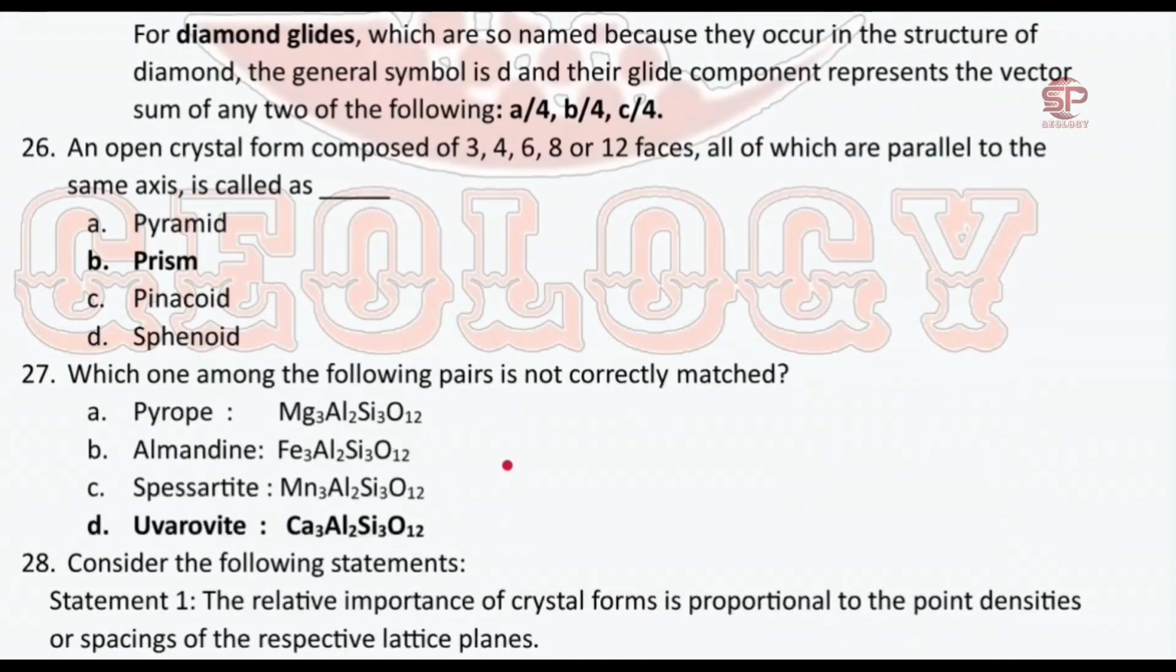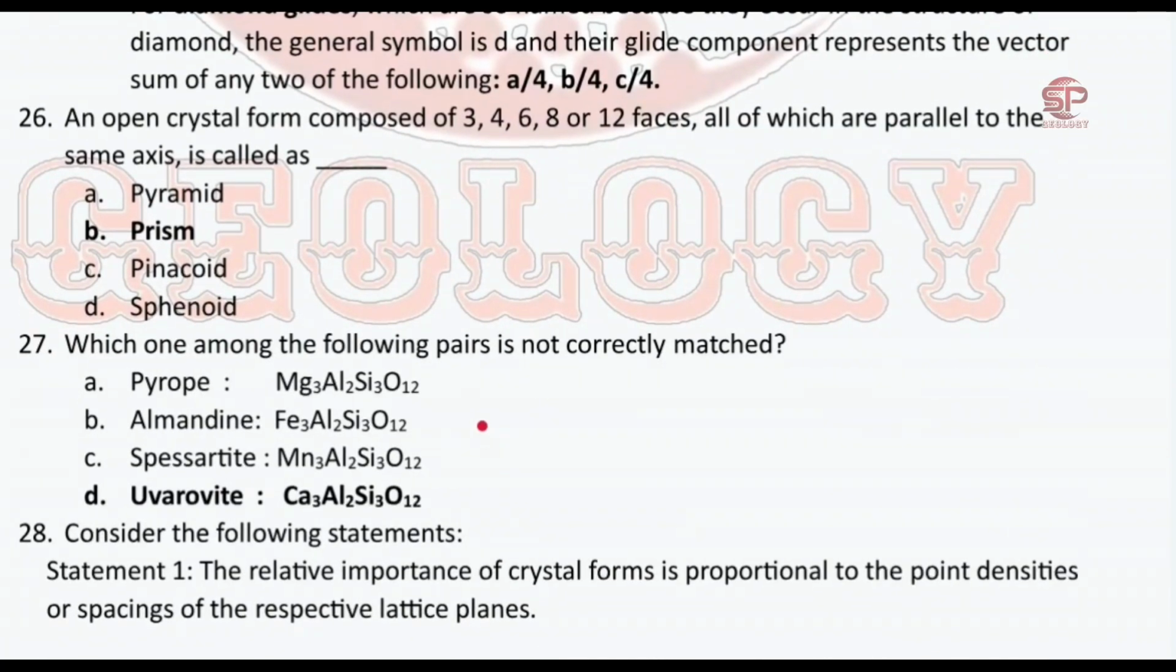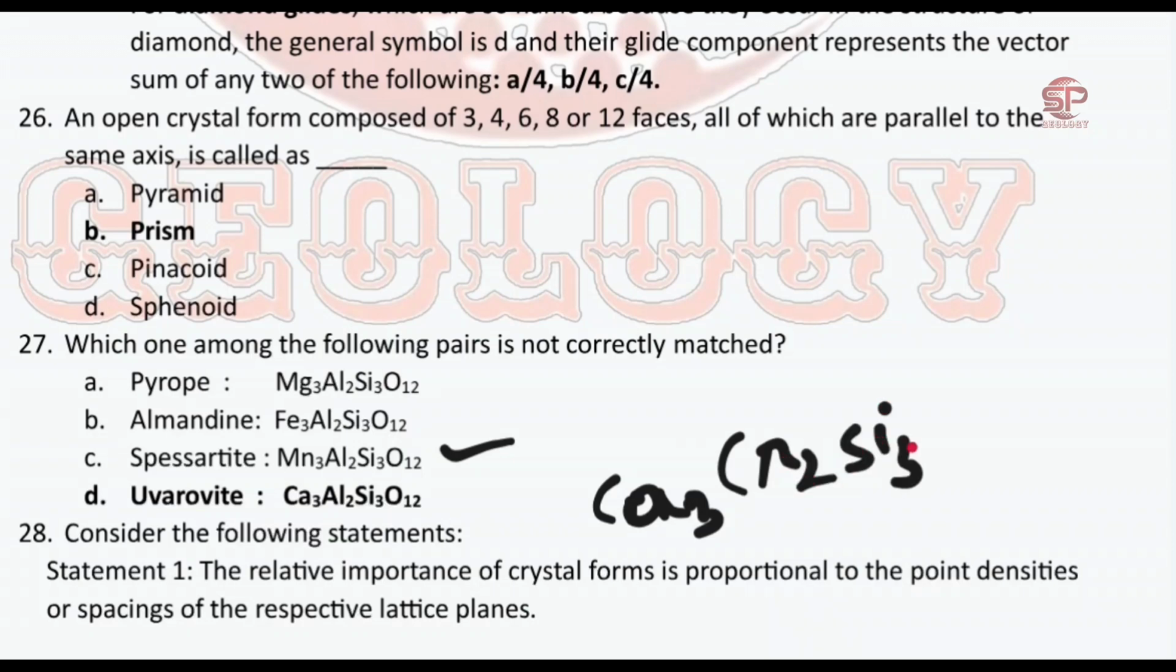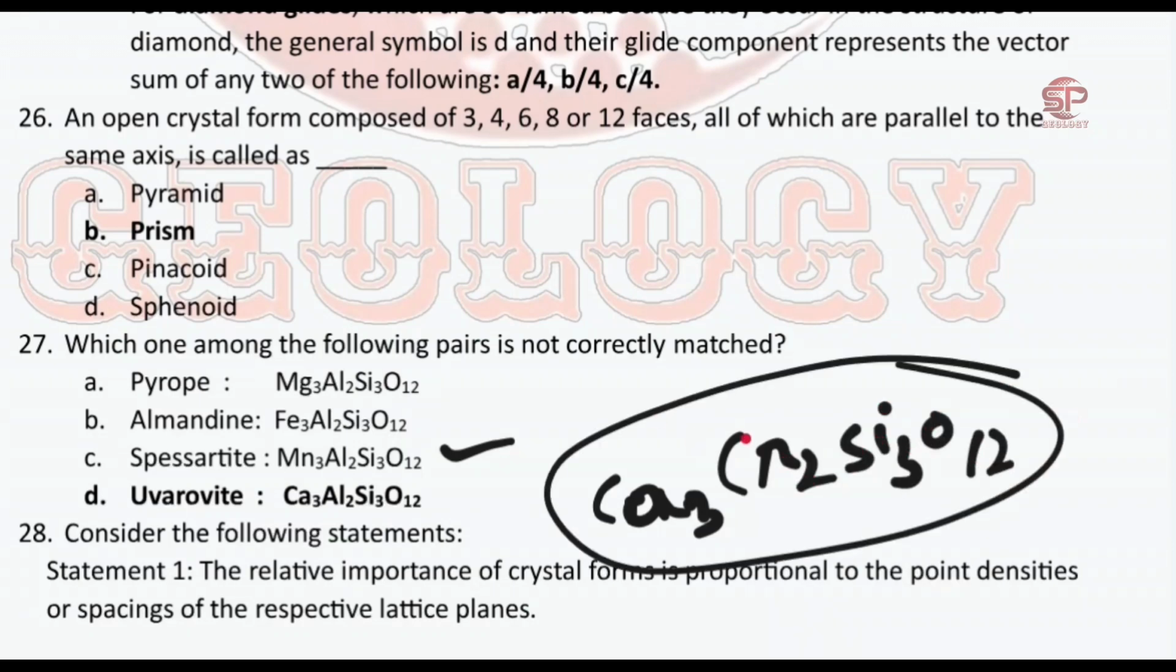Then which one among the following pairs is not correctly matched? Pyrope is Mg garnet, that is Mg3Al2, it is correct. Almandine, Fe3Al2, it is correct. Spessartine is manganese bearing, it is correct. Then uvarovite is chromium bearing, so this is incorrect. That is Ca3Cr2Si3O12, but it is given as Al2, so it is incorrect. This is uvarovite.